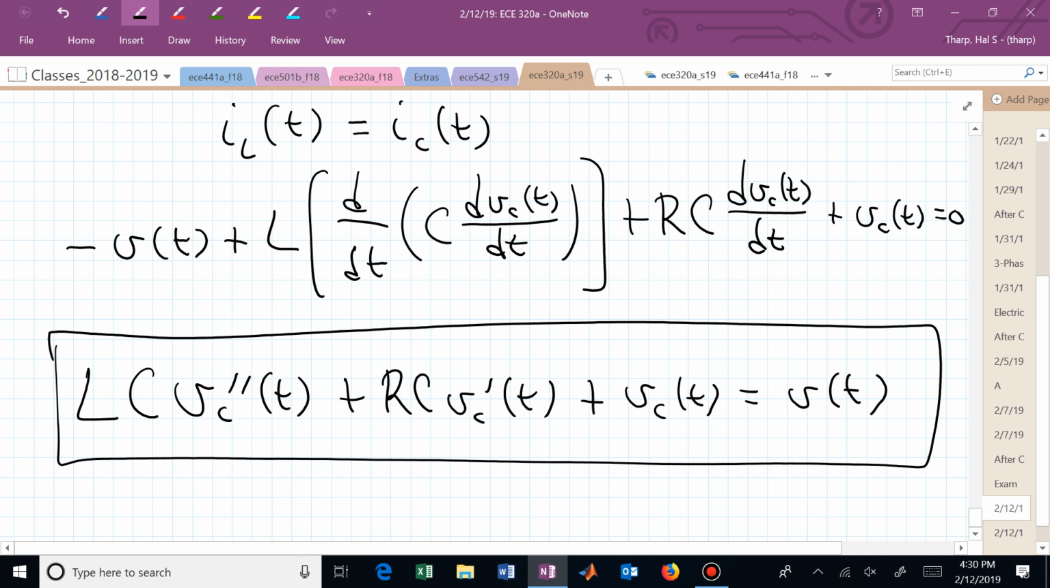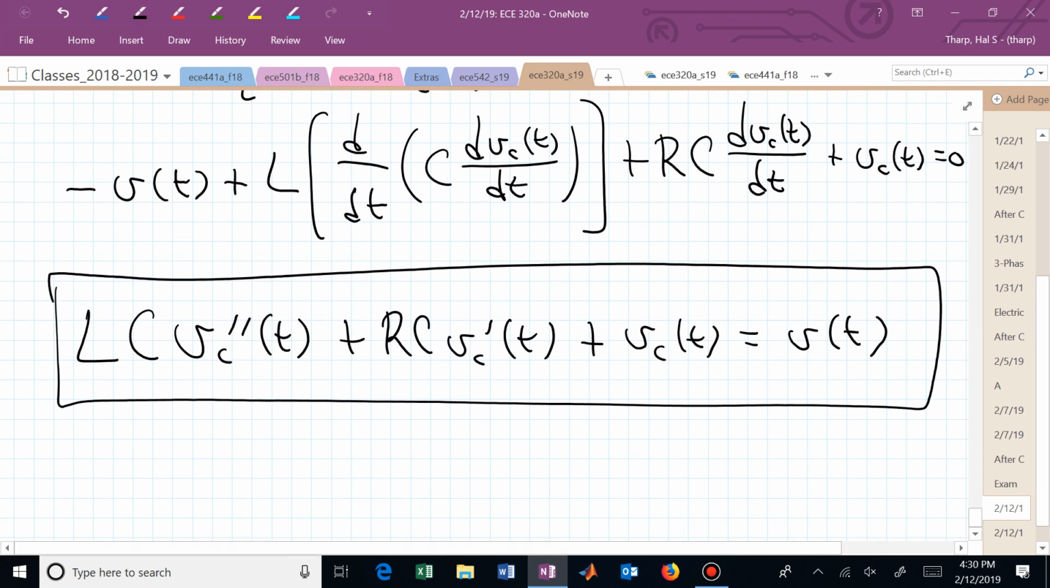Structurally, that should look similar to this: alpha 1 v sub c double prime plus alpha 2 v sub c prime plus alpha 3 v sub c equals beta v of t. We now have a second order differential equation in terms of v sub c, and if somebody wanted to rewrite that, meaning normalize it or make the leading coefficient 1, that will give us a monic polynomial when we take it into the Laplace domain or the frequency domain.